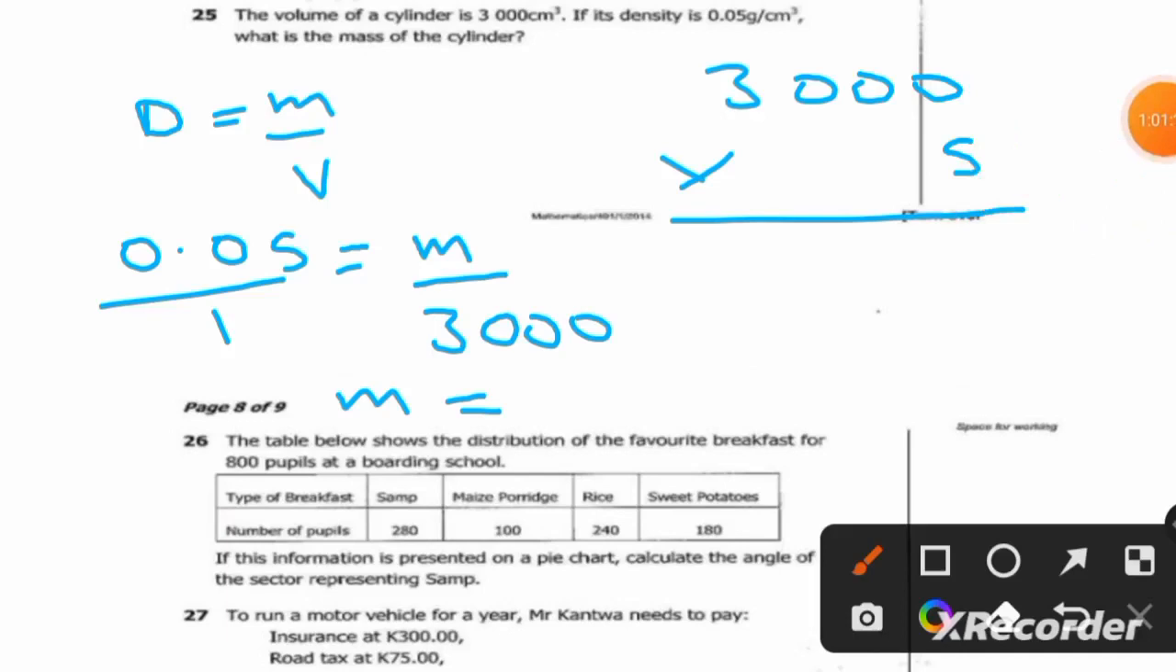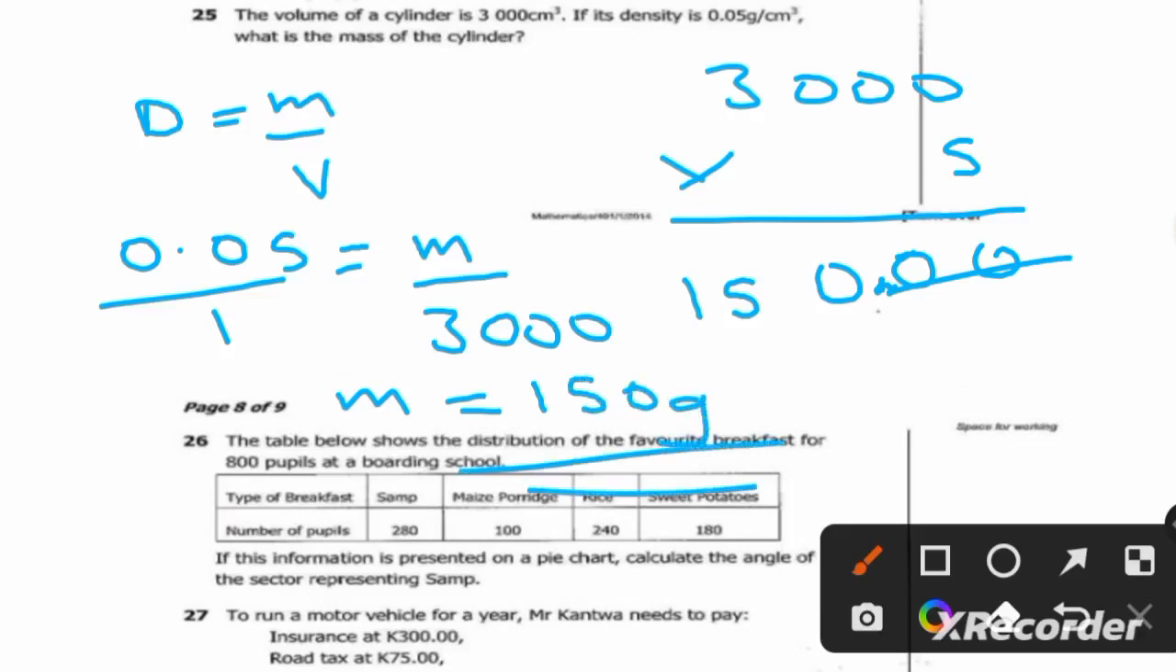So 0 times 5 is equal to 0, 0 times 5 is equal to 0, 0 times 5 is equal to 0, 5 times 3 is equal to 15. How many decimal places? We had 2 decimal places. So we are going to write a decimal point here, and we are going to ignore these 2 zeros. Therefore mass is equal to 150 grams.